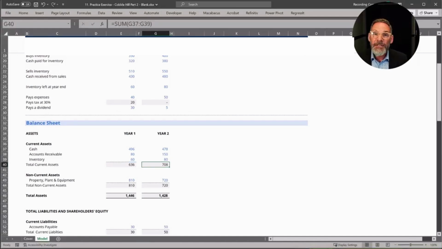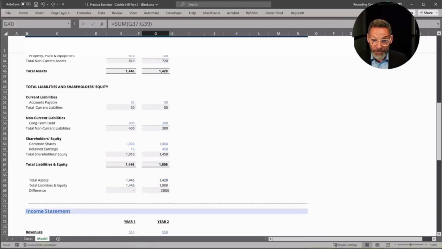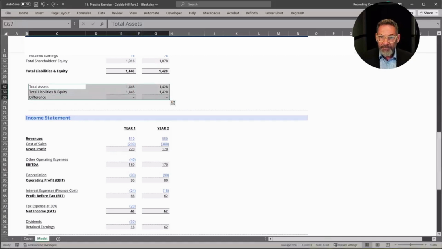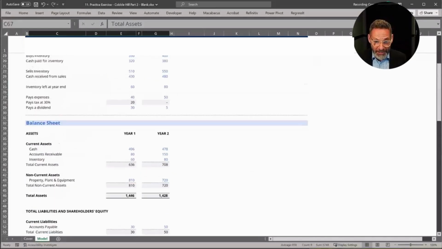Perfect. But that's a cost of sales or cost of goods sold. So we're going to have to capture that on the income statement. That's minus 380. And our balance sheet and our accounting equation holds. We're almost there. Now we have a couple of other things to do.